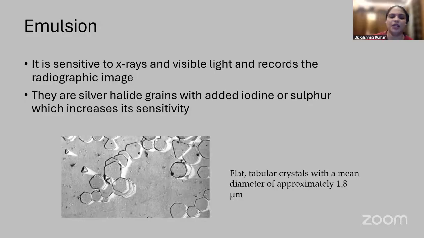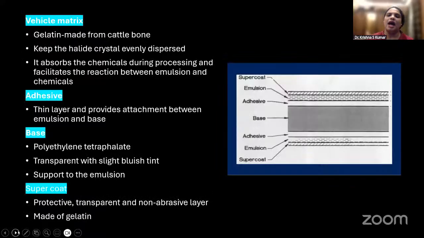So here you can see multiple tabular crystals which represent the silver halide crystals. The vehicle matrix is called gelatin. This emulsion is present in this vehicle matrix, which keeps the silver halide crystals evenly dispersed, and it will help facilitate the chemical reaction between the emulsion as well as chemicals.